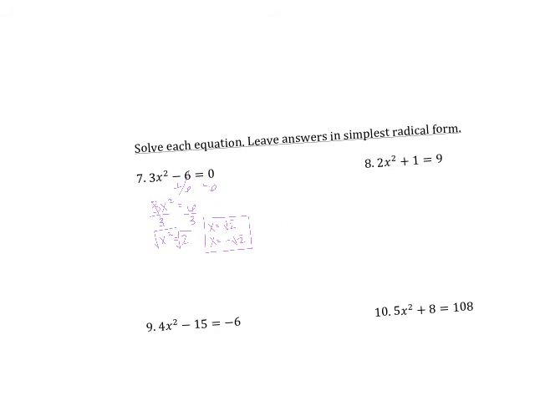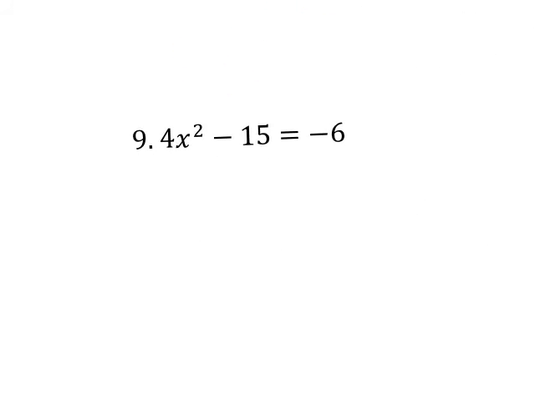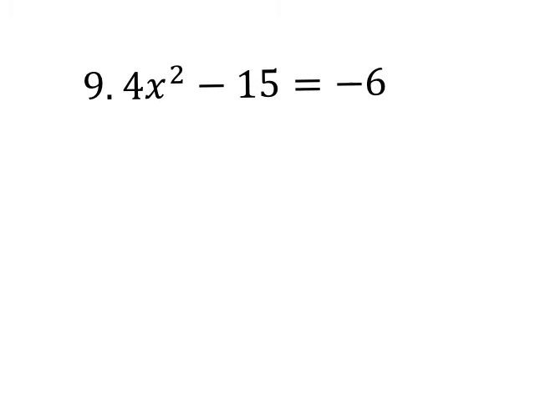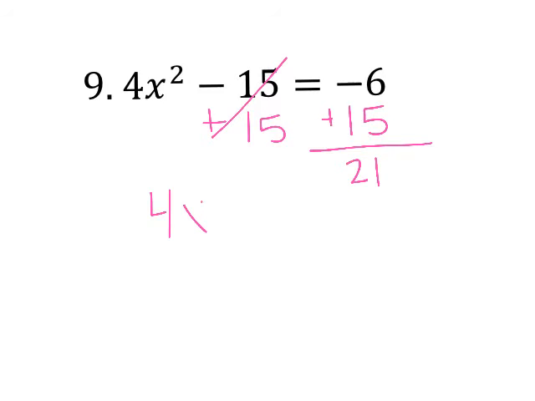All right, now that I've worked through that one, let's go ahead and try number 9. So now I've kind of got stuff all over the place. I see again that my x squared term is not isolated, so I need to get that by itself first before I can take the square root. So I'm going to add 15 to both sides, and that's going to give me 21 on this side, and they cancel out over here. So I get 4x squared is equal to... I'm not quite sure how I got 21.